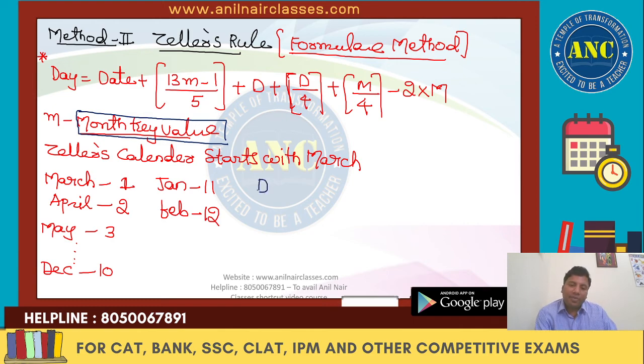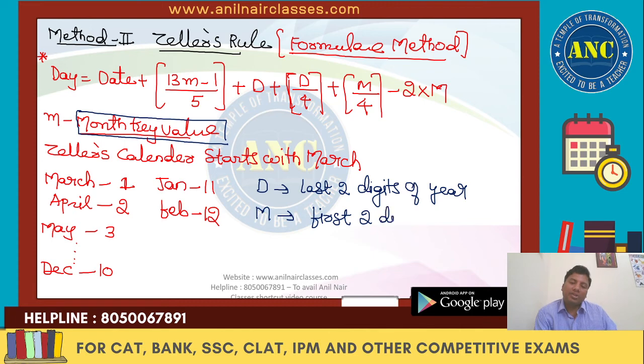Capital D represents the last 2 digits of the year. Capital M represents the first 2 digits of the year. Once you understand this, then it's a very easy substitution. Capital D represents the last 2 digits of the year, and M represents the first 2 digits of the year.